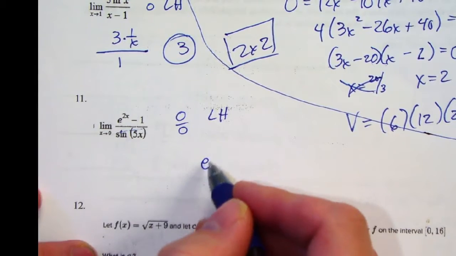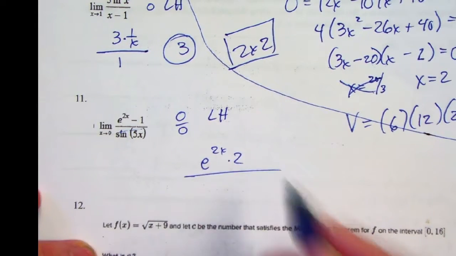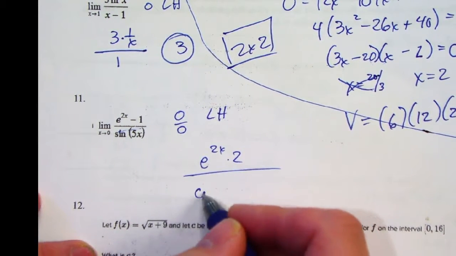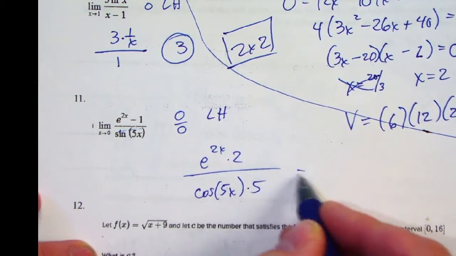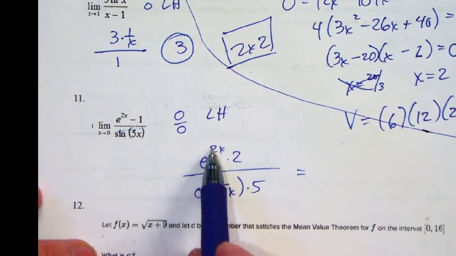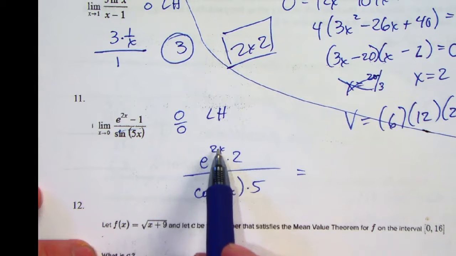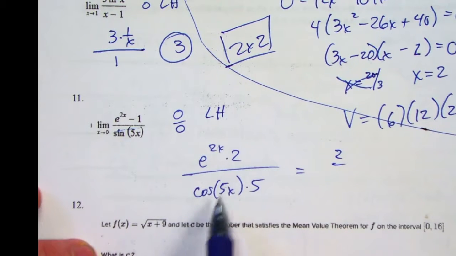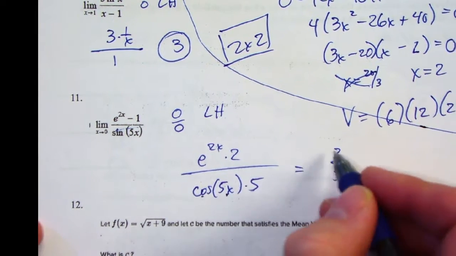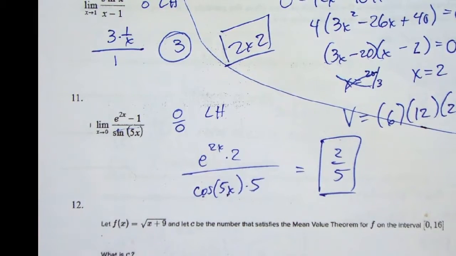So the derivative of the top is e to the 2x times 2. The derivative of the bottom is cosine of 5x times 5. And now if I plug in 0, e to the 0, anything to the 0 is 1. 1 times 2 is 2. Cosine of 5x, so now it's the cosine of 0, which is 1. Then 1 times 5 is 5, and your answer would be 2/5.